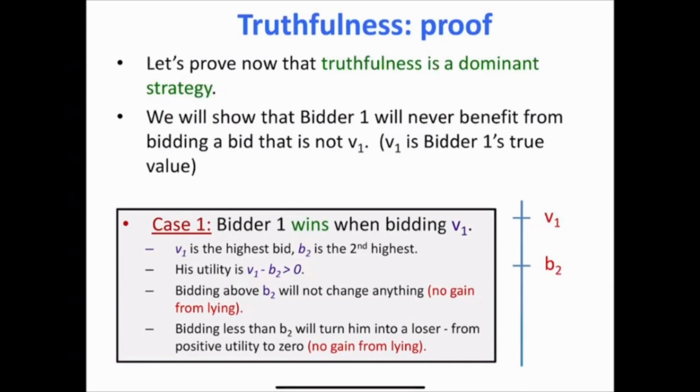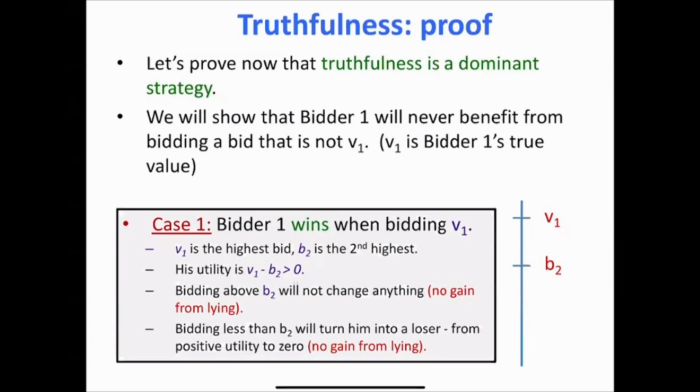Okay, so that's your bidding when you bid V1. B1 is the highest bid, and B2 is the second highest bid. So in this case, B1 is the highest bid. And then your utility would be V1 minus B2, larger than 0, right? Because in our case, that's the second price auction, the second highest. You bid that you are the highest bid, and you're telling the truth, right?